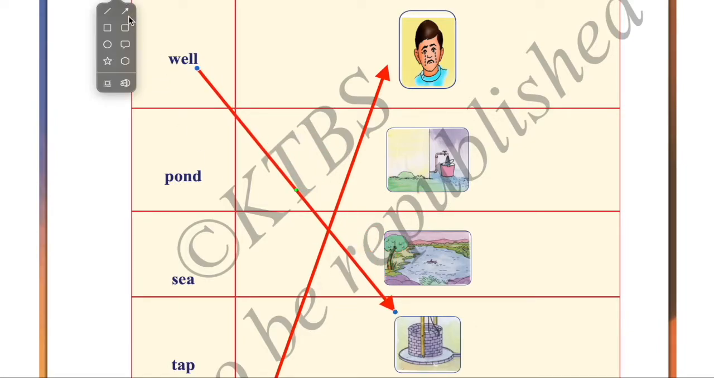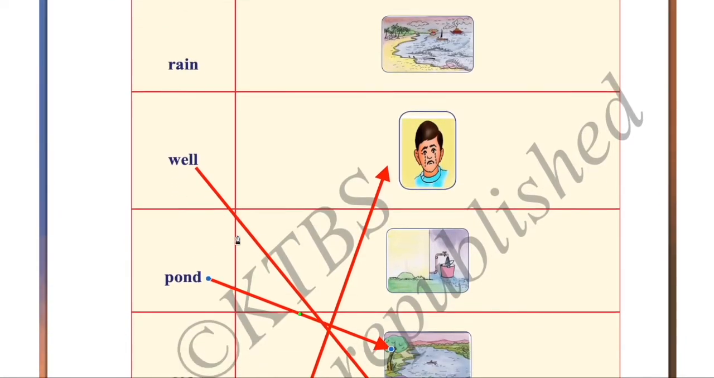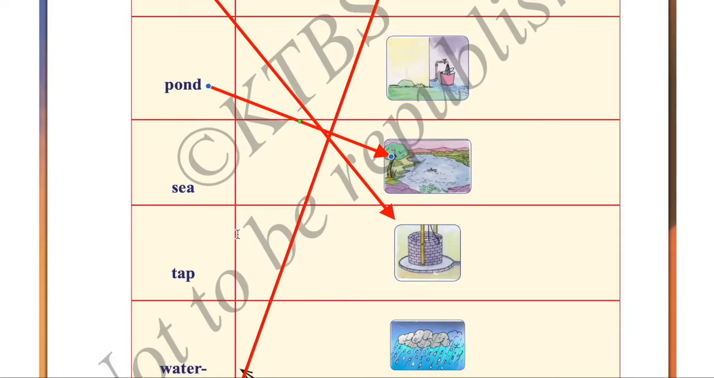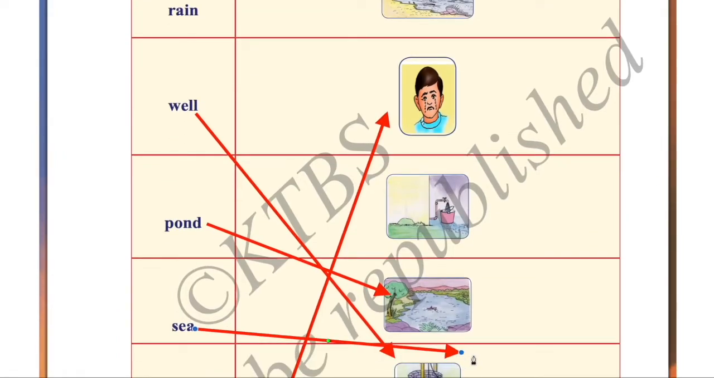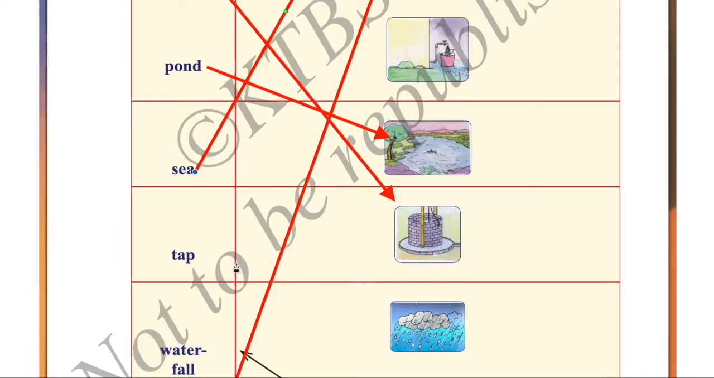Next, pond. So we have an image of the pond here. Sometimes you may get confused between ponds and lakes, but the differentiation is that a pond is slightly smaller than a lake. Okay. Next we have a sea over here. Let's see. The first one is the image of the sea. And we have tap. So this must be very easy for you because it's pictures.